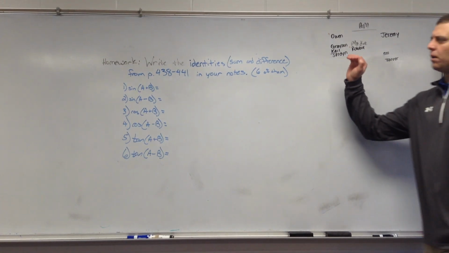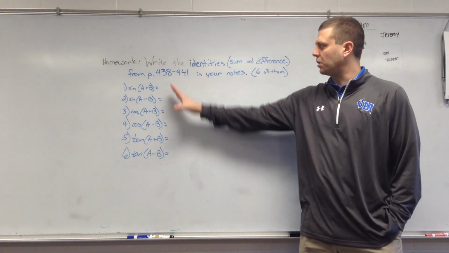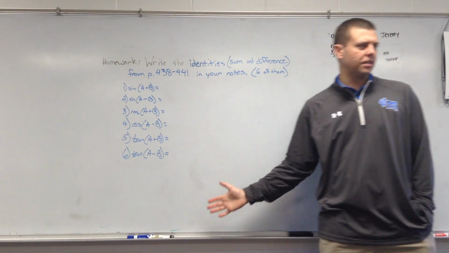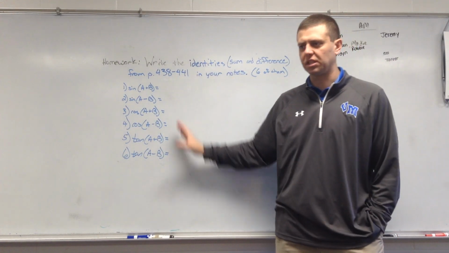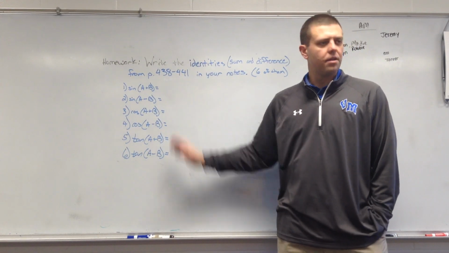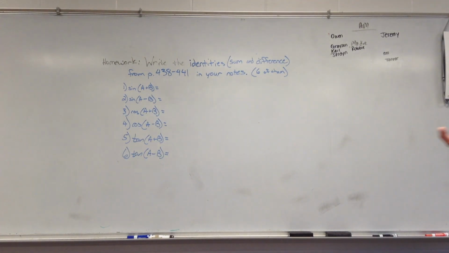What we are doing now is we're working with some different identities that you have not seen before. They're called sum and difference identities. And if you've taken the notes out of the book like I asked you to, you would have seen there were 6 different identities that we are going to be using. Okay?